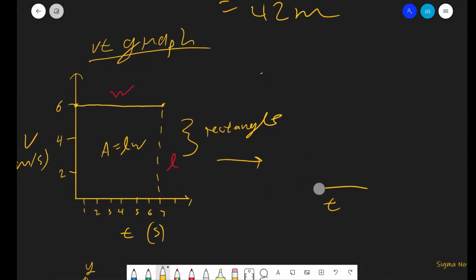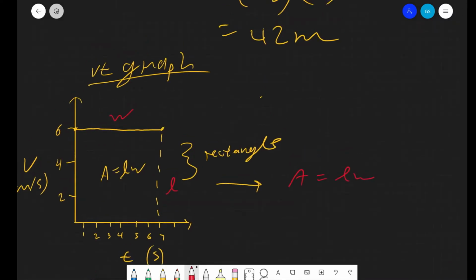So, in other words, our area equals length times width, where length, I'm calling velocity here, and my width here is going to be time. And we plug it all in, this would be 6 meters per second times 7 seconds, which gives us 42 meters. That's pretty interesting, right?